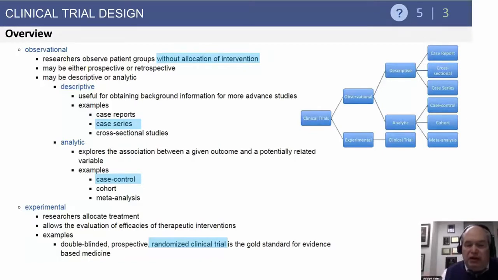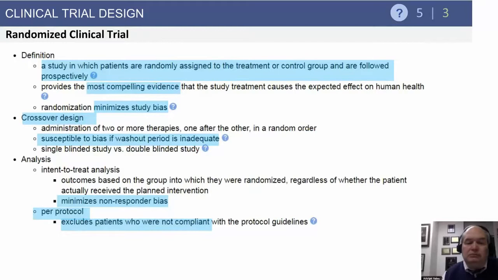The gold standard for an experimental is the randomized clinical trial. A randomized clinical trial is a study where patients are randomly assigned to treatment or control. That's been an asked question in the past. It provides the most compelling evidence. That's the most important thing to remember. And it minimizes study bias.